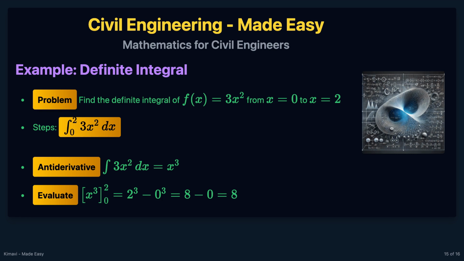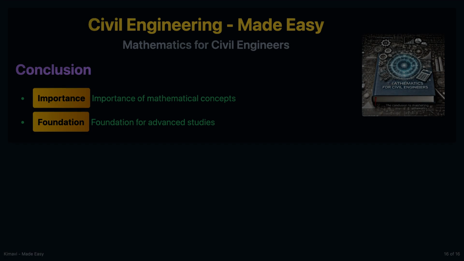To solve this, we first find the antiderivative of 3x squared, which is x cubed. Now we evaluate the antiderivative at the bounds. This gives us 2 cubed minus 0 cubed, which is 8 minus 0, equaling 8. So, the area under the curve from x equals 0 to x equals 2 is 8.